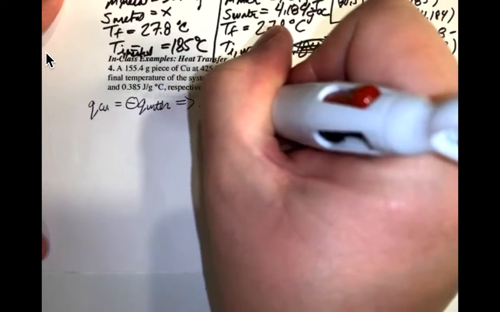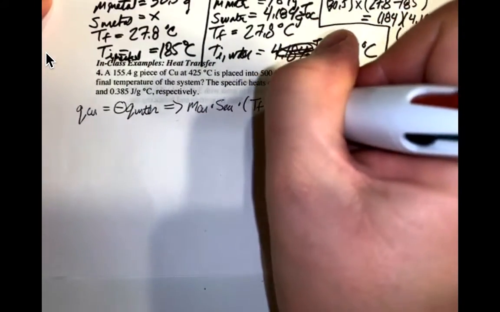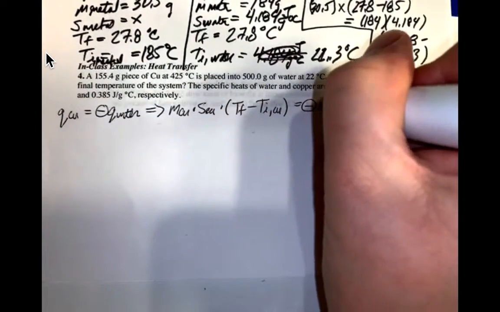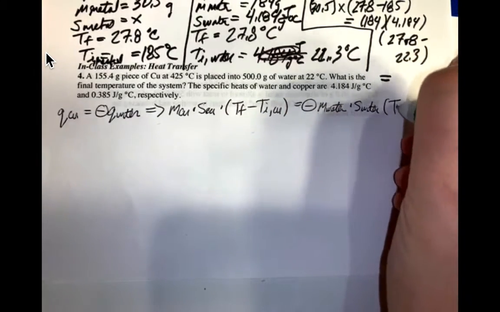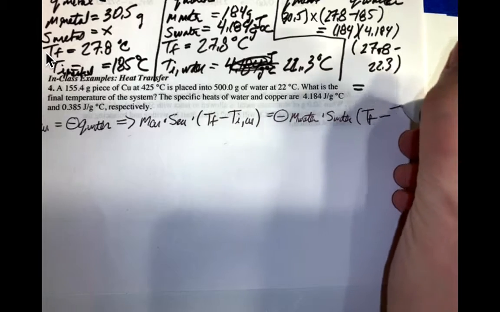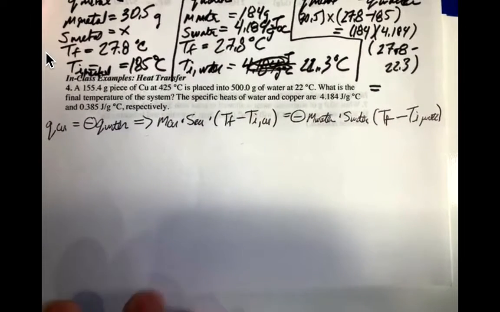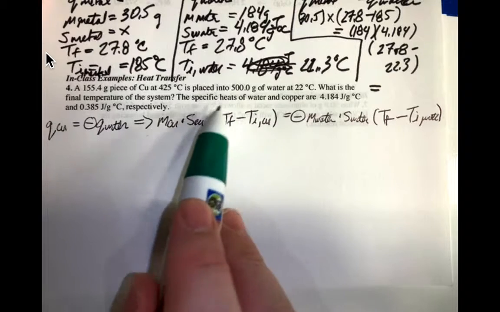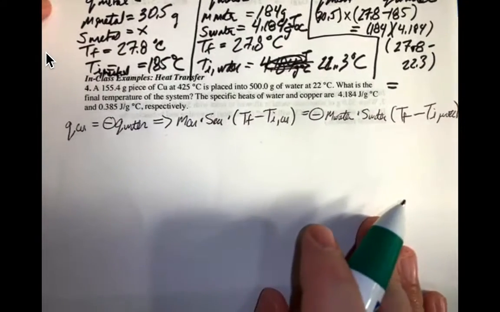What that gives us is the mass of the copper times the specific heat of the copper times the final temperature minus the initial temperature of the copper is equal to a minus sign times the mass of the water times the specific heat of the water times the final temperature minus the initial temperature of the water. The final temperature is going to be the same. The two objects are in contact until they're at what's called thermal equilibrium, and so the metal will cool down and the water will heat up until they're at the same temperature.